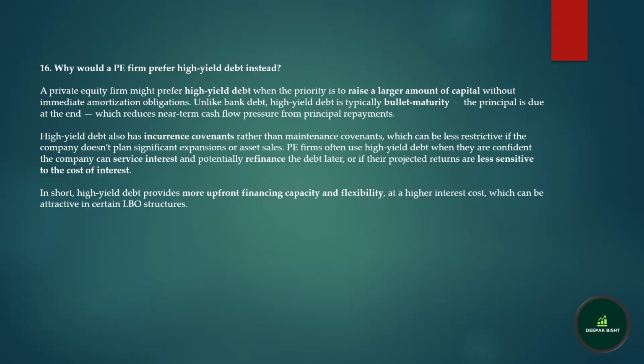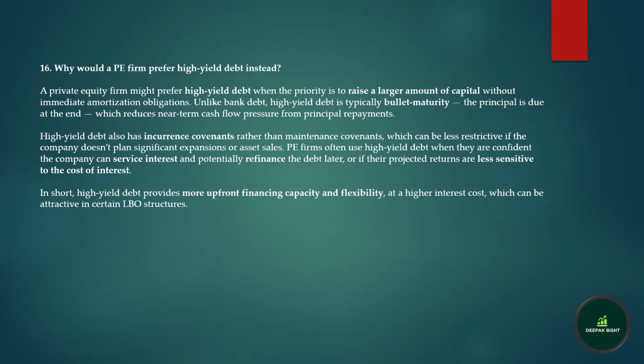In a leveraged buyout, a private equity firm might choose to use high yield debt instead of bank debt for several reasons, often related to capital structure optimization, flexibility, and strategic plans for the company. While high yield debt is more expensive, it offers unique advantages that can align better with the private equity firm's objectives, especially when their focus is on higher leverage or future refinancing. From the lower amortization requirements and cash flow flexibility perspective, high yield debt typically comes with a bullet maturity, meaning that the principal is due at the end of the loan term.